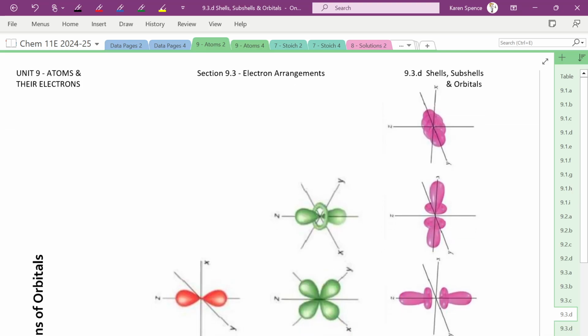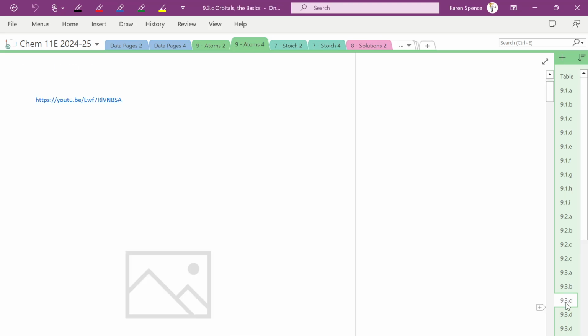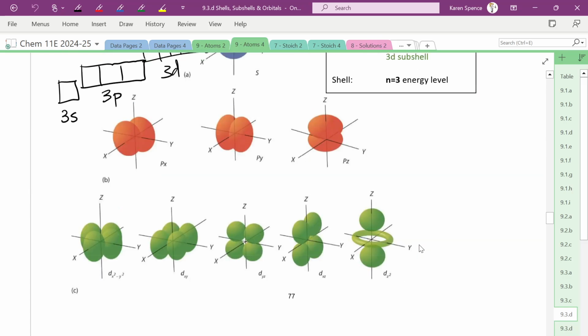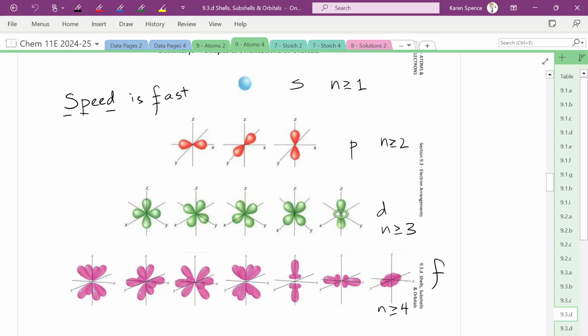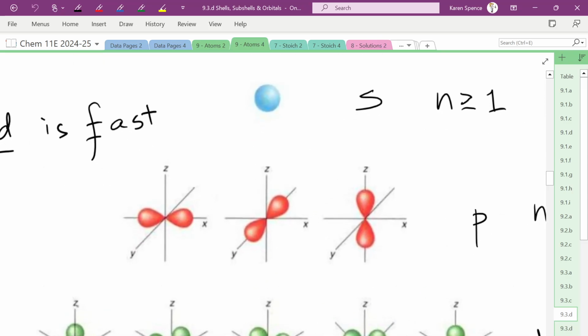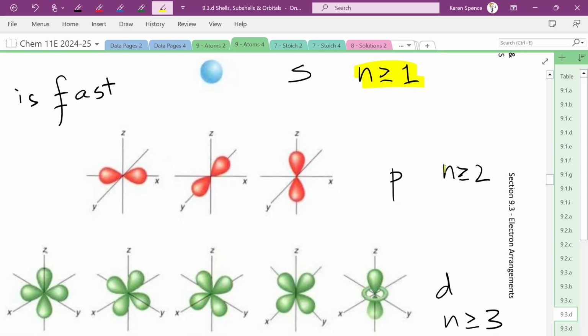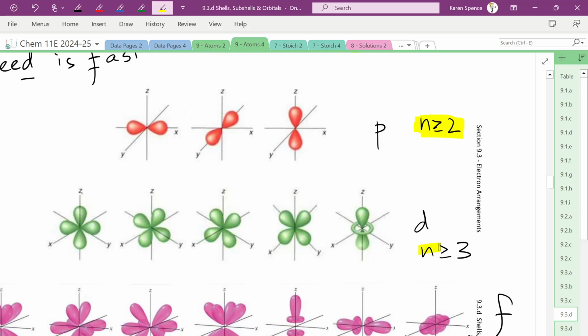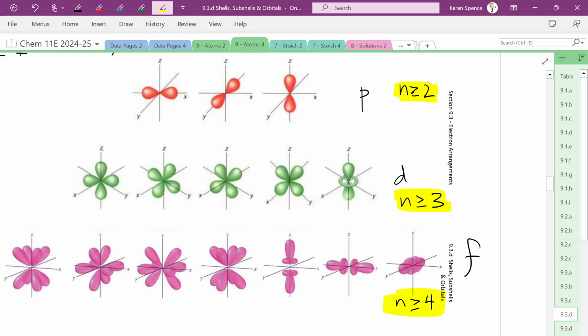And then this is unfortunately sideways, so I'm just going to grab from block 4. I printed it this way, the right way around. There we are. Okay, so here are your orbitals, just so you can see them all in one place. Okay, so you can see that the s, we just have 1 s orbital, and they are present at n is greater than or equal to 1. We have 3 p orbitals, and they are present at n is greater than or equal to 2. We have 5 d orbitals present at n is greater than or equal to 3. And we have 7 f orbitals present at n is greater than or equal to 4.